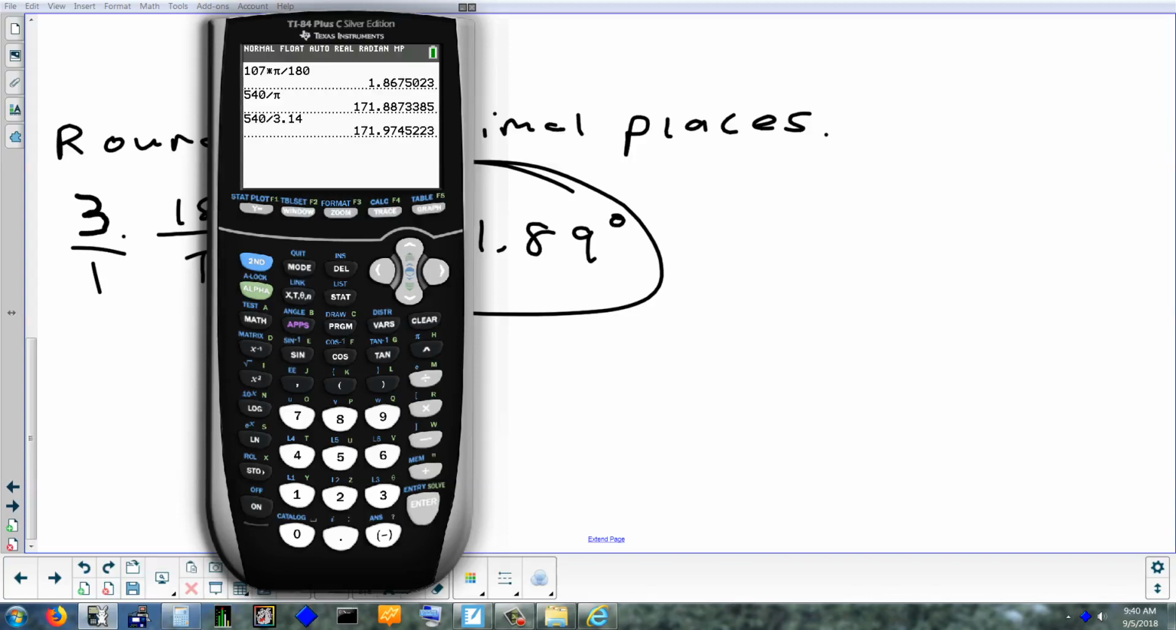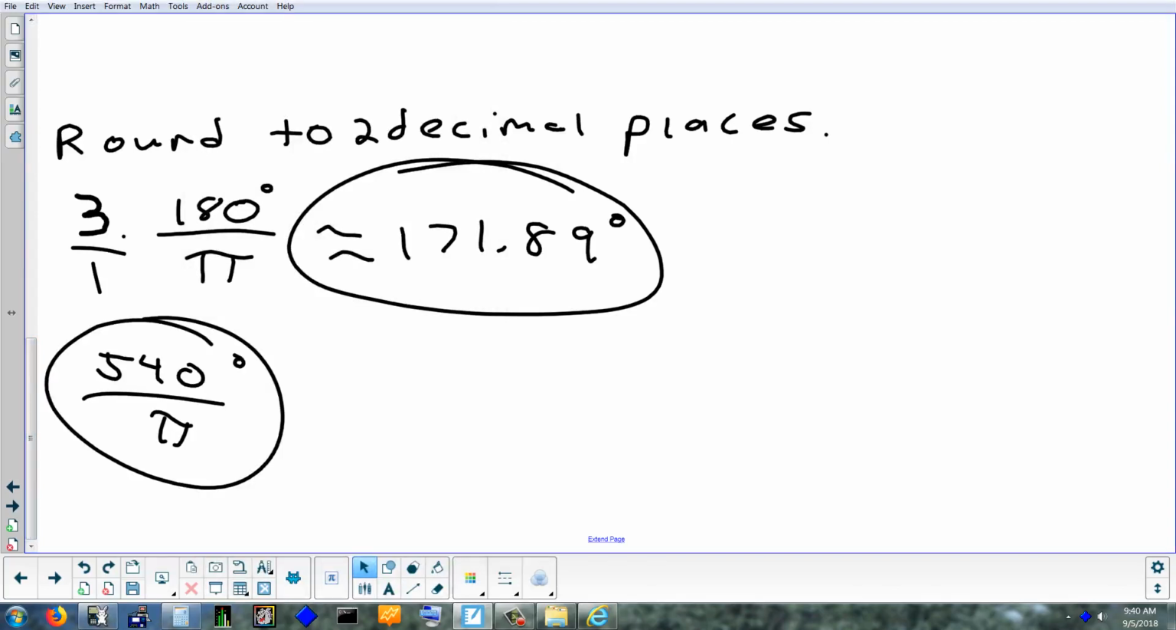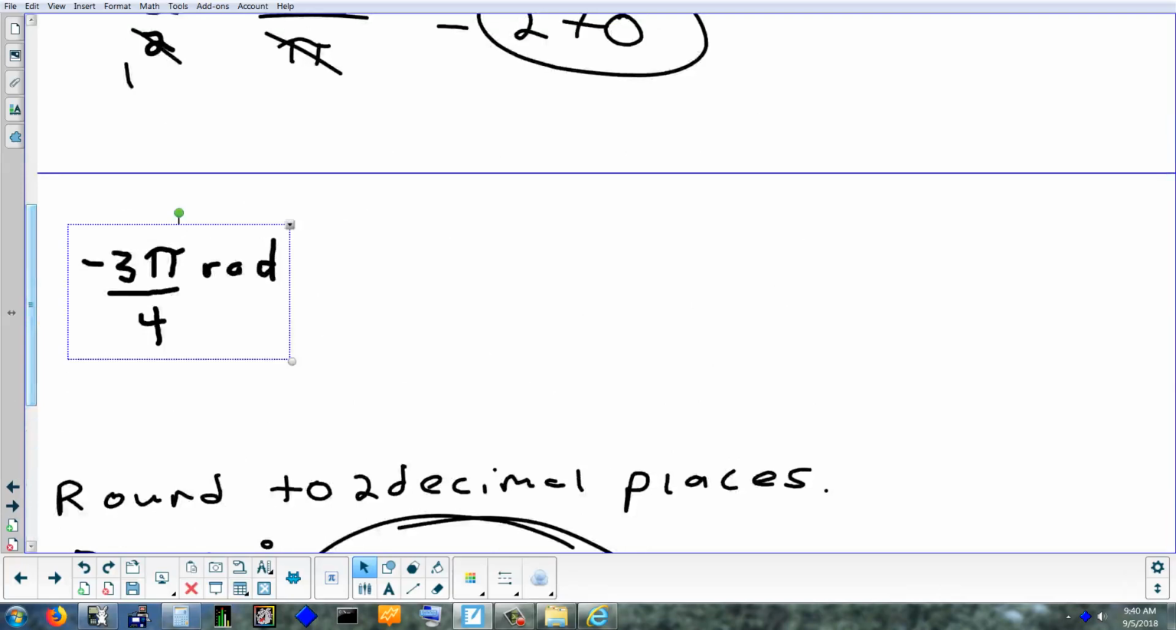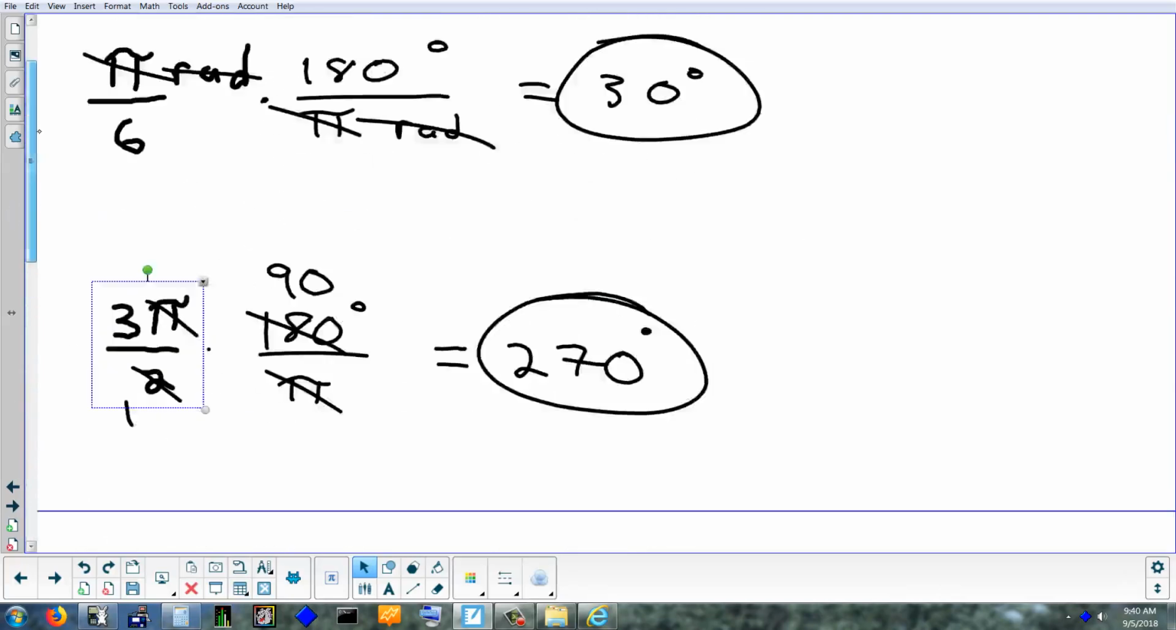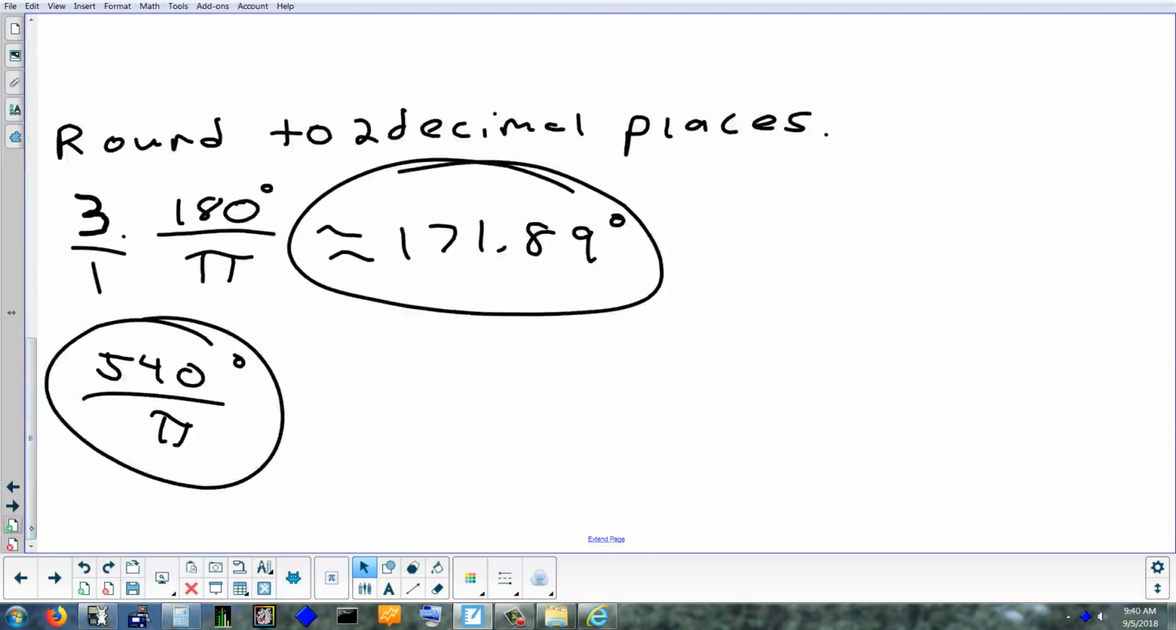Yes? If it says round to decimal places, can we use pi and degrees? Leave the final answer as like 540 over pi degrees. Yep, that's the exact answer. And there's no other way to write the exact answer. But most of the time, if it comes out messy like that with pi, they're going to have you write it as a decimal. The only reason they didn't have you do it here, here, or here is because the pi always canceled. But if you don't have pi in the original problem, like we did, it's not going to cancel.